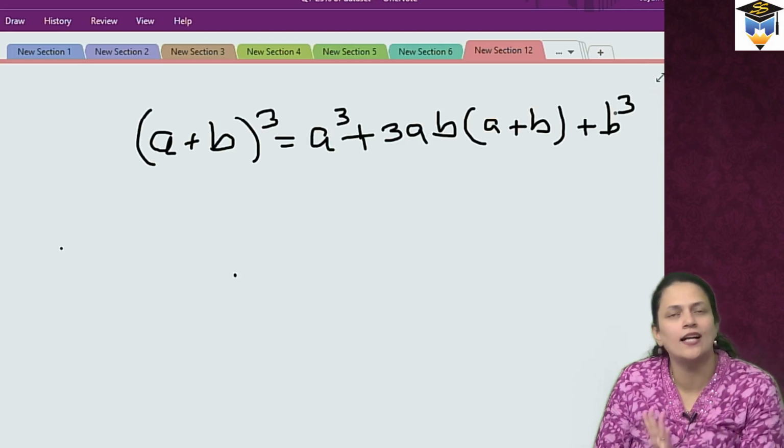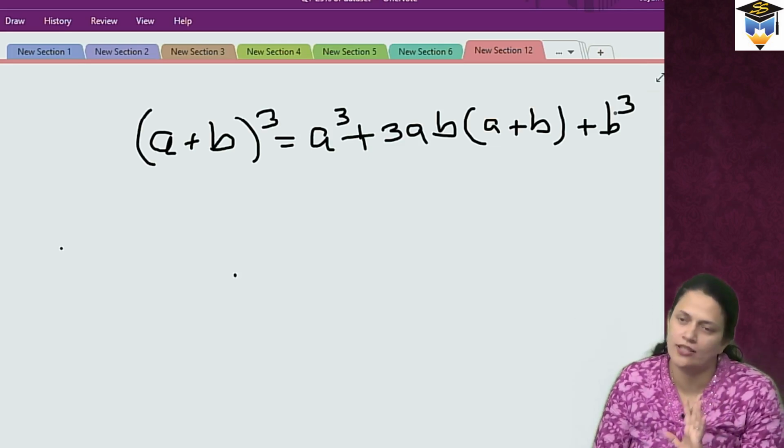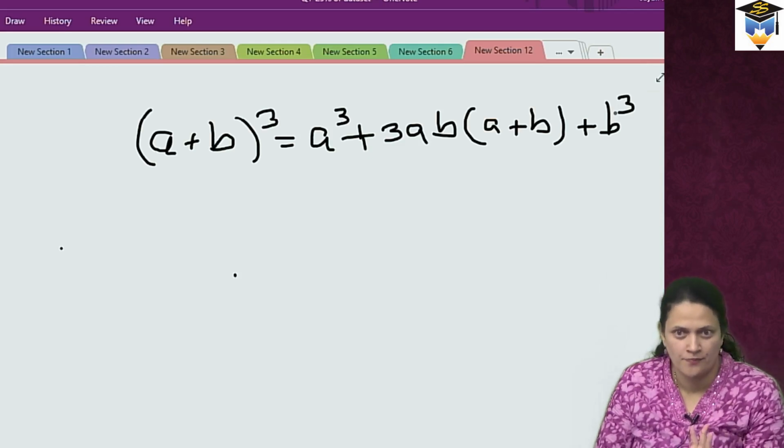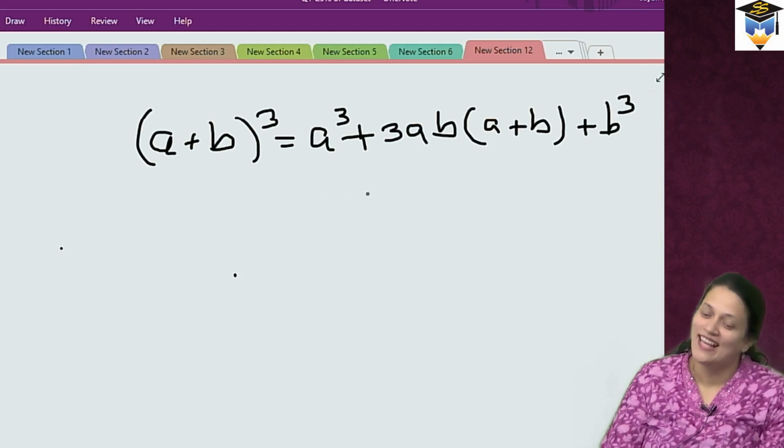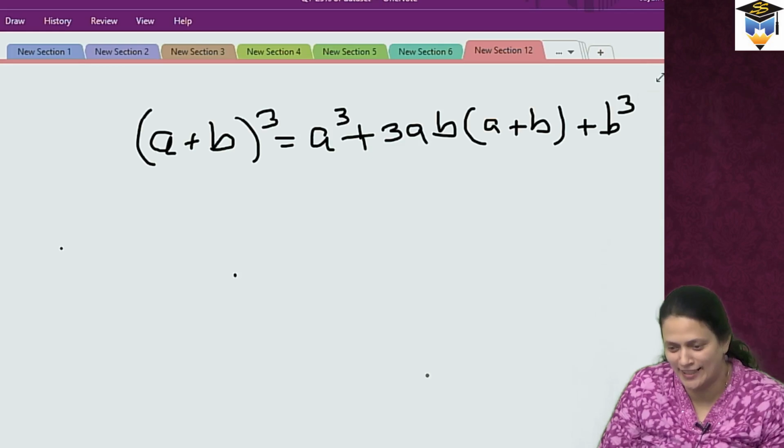I guess these formulas were introduced in 9th and 10th standard for everyone. No? You were in which board? Yes, that's why. SSC board has this in 9th and 10th.